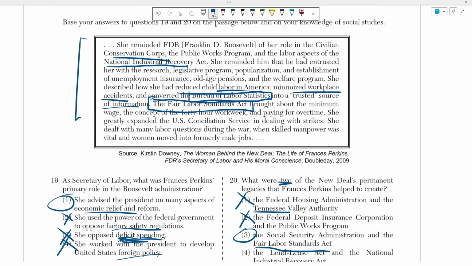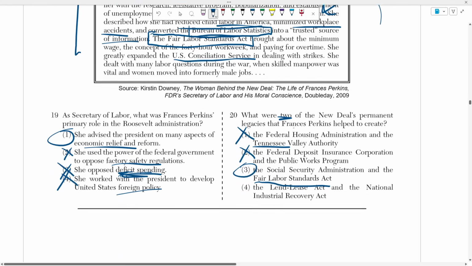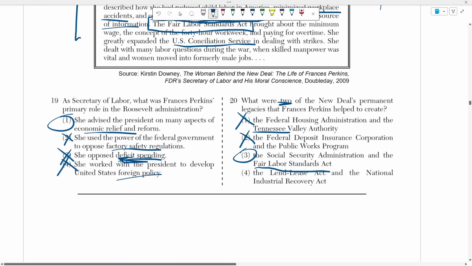She expanded the U.S. Conciliation Service in dealing with strikes, and she dealt with many labor questions during the war when skilled manpower was vital and women moved into formerly male jobs. This service right here was later developed into the United States Social Security Administration, which helped people when they were unemployed and helped people get retired, right? So obviously the two legacies had to be the two things that she actually created, which they literally told us in this text, right? So they talked about the Social Security Administration and the Fair Labor Act.